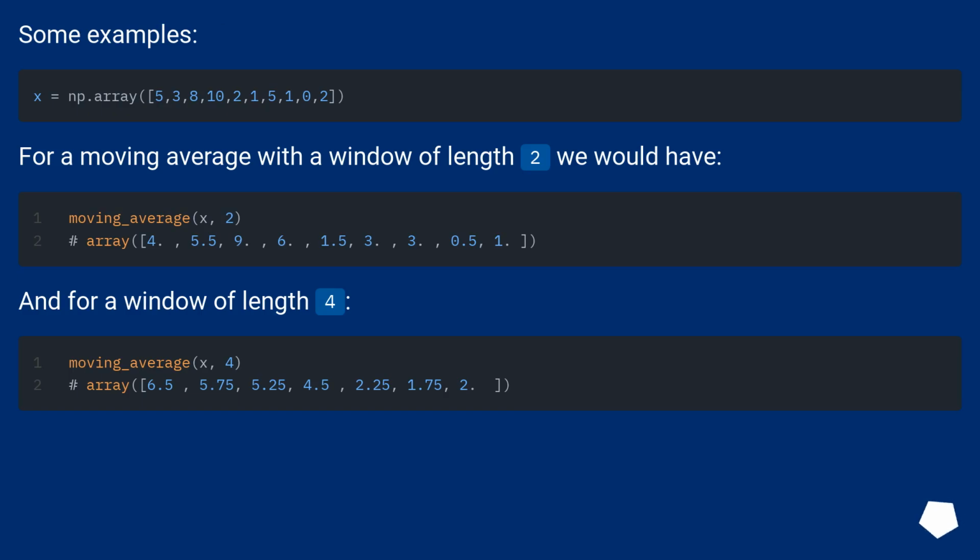Some examples. For a moving average with a window of length 2 we would have, and for a window of length 4.